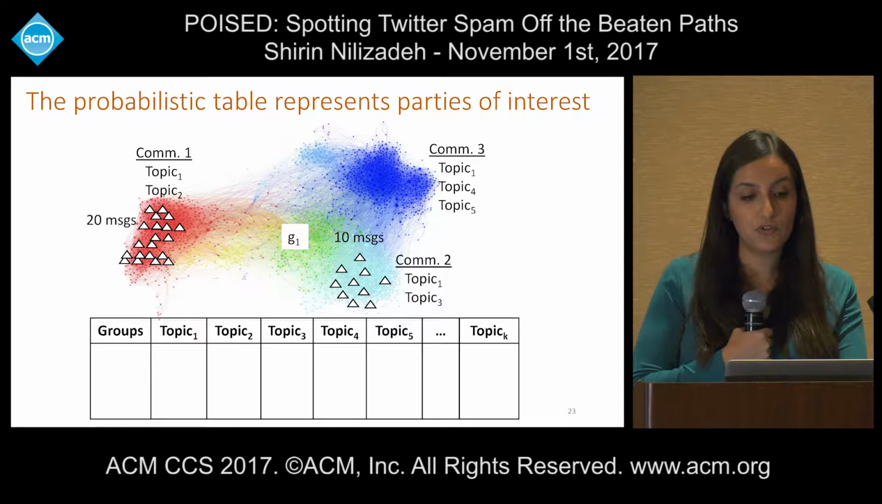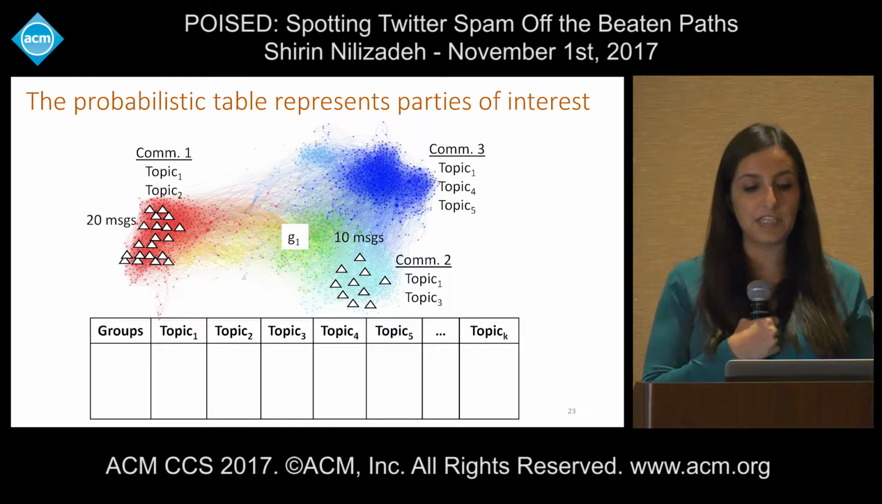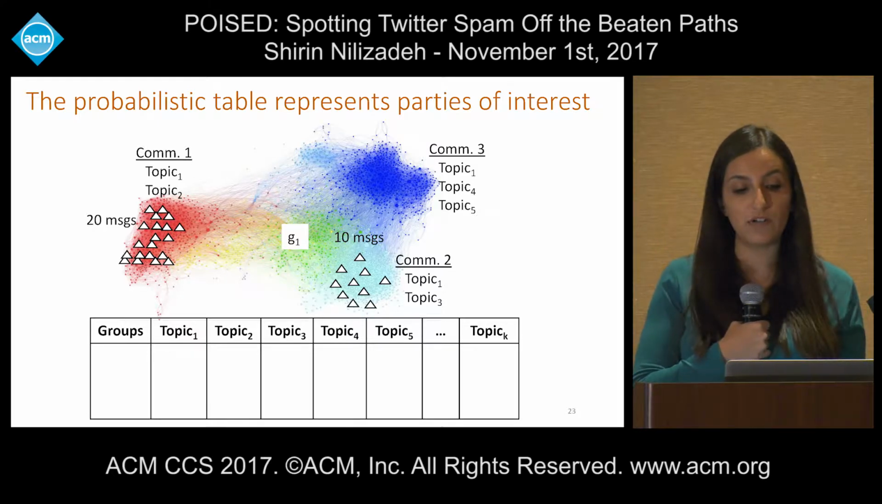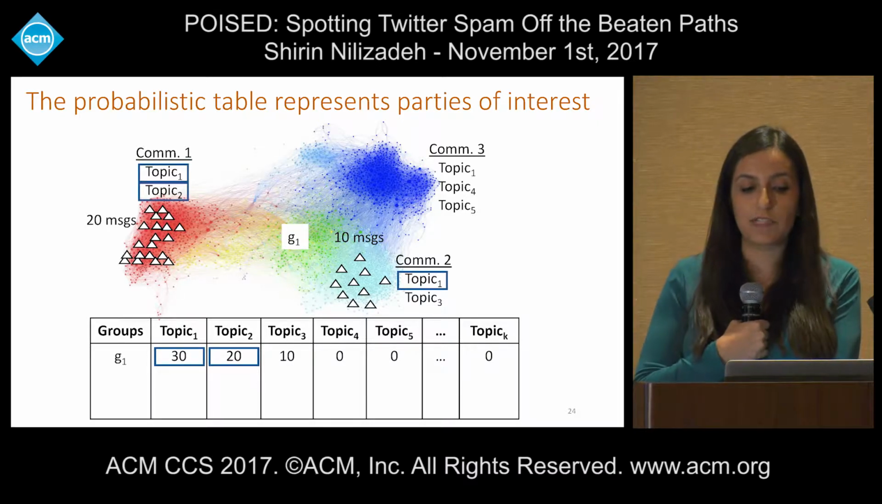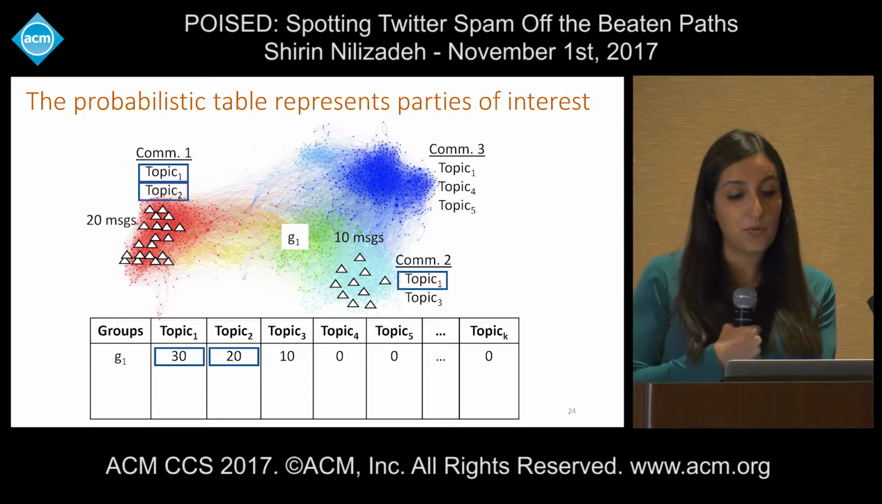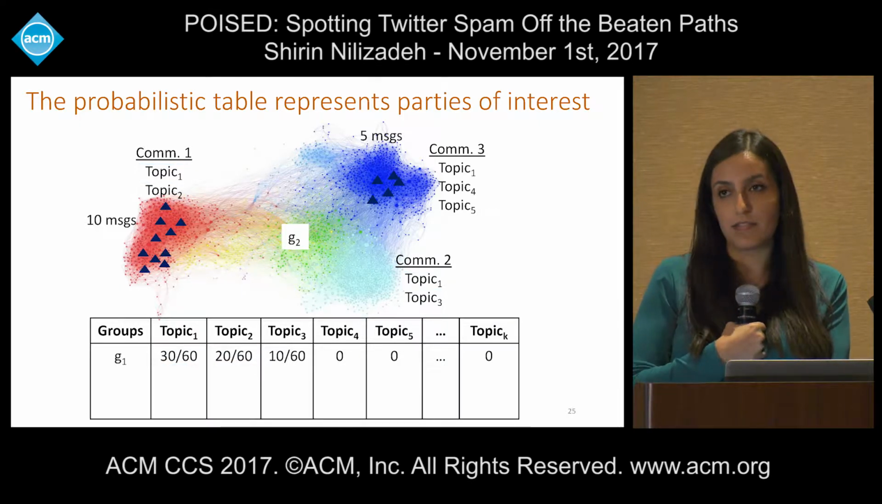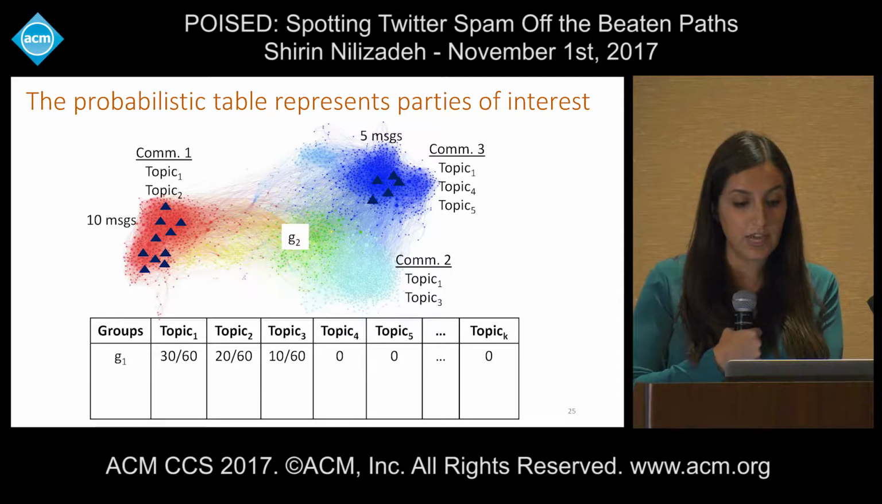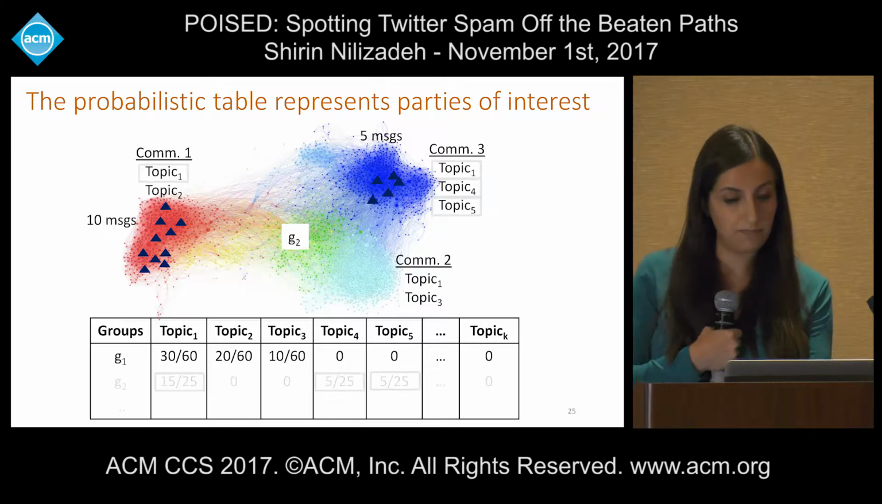Then having this ground truth, we want to know how they are propagated in different communities. For example, we have these communities and we already know they are talking about this set of topics. And then we have one group of similar messages that appear in red and blue communities. Then in our probabilistic table, we have a row for this group of similar messages. And the columns are all the union of topics that we have identified in the network. And each entry shows the number of times that messages are appearing in communities with interest in these topics.